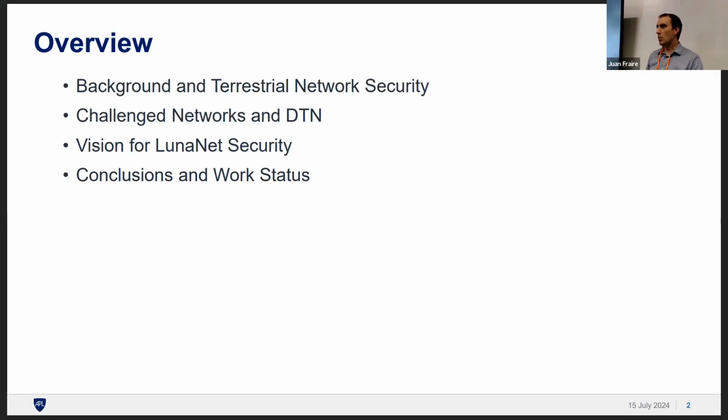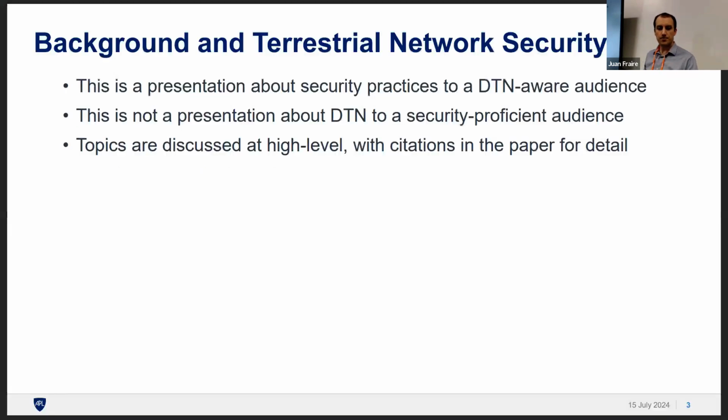one possible vision for a LunaNet security environment, and then talk about some ongoing and some future work. So it's not part of these slides, but Alberto had expressed some open issues during his discussion of operational networks and security, and we're going to solve all of his issues here with one possible set of security configurations.